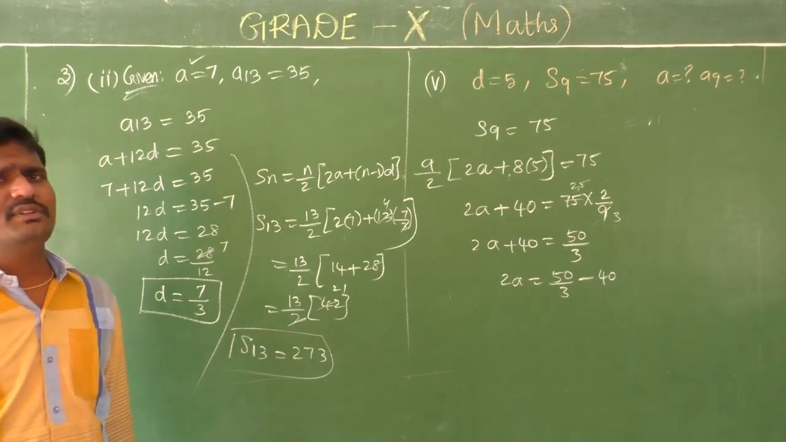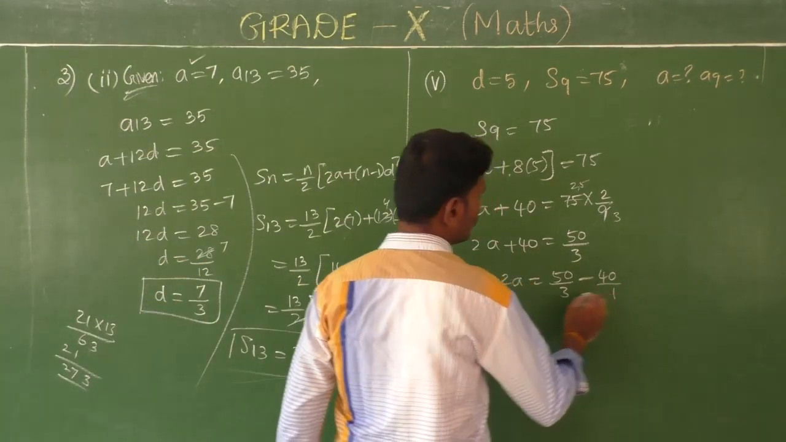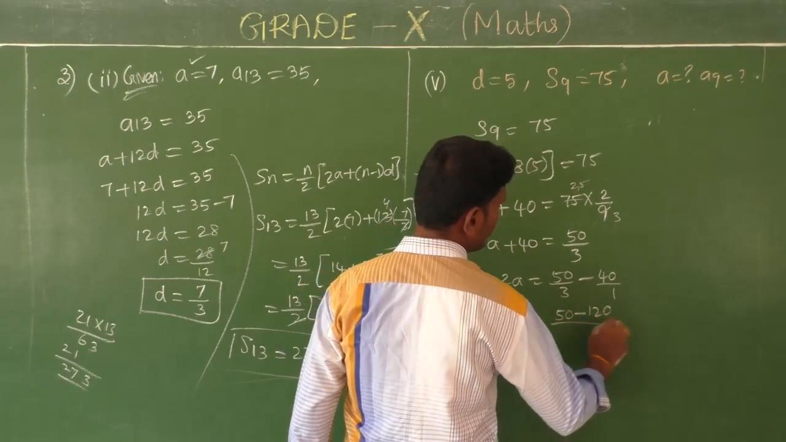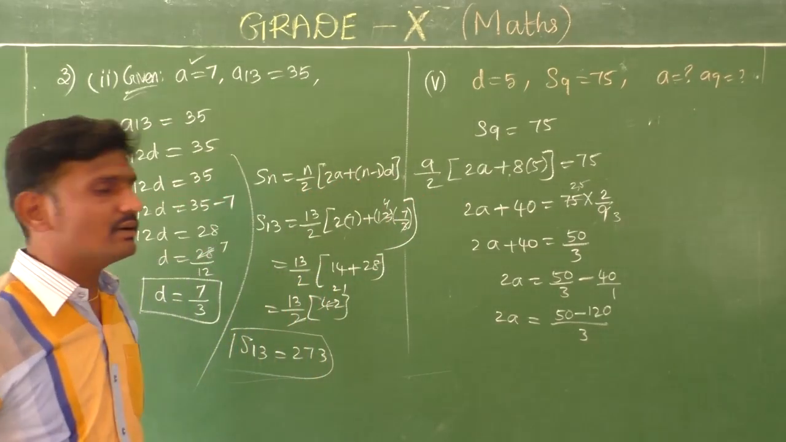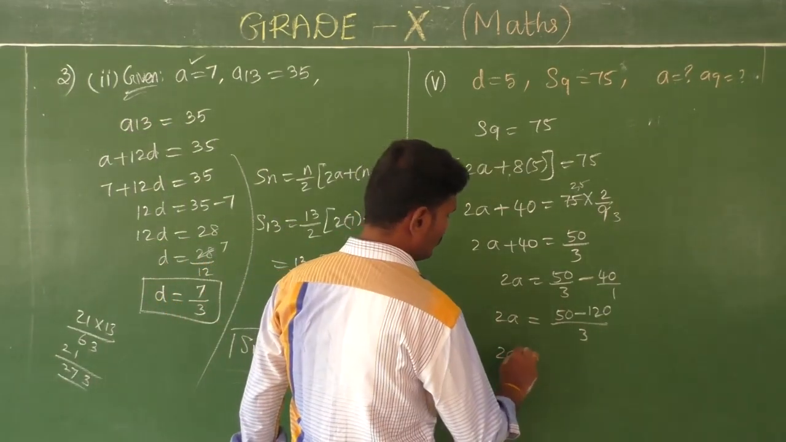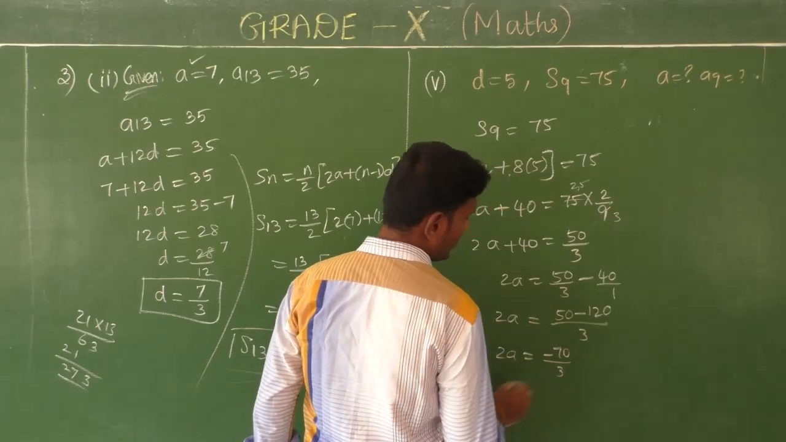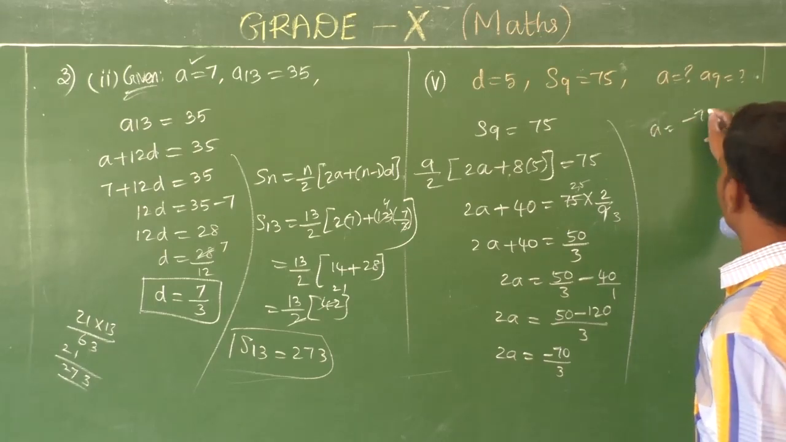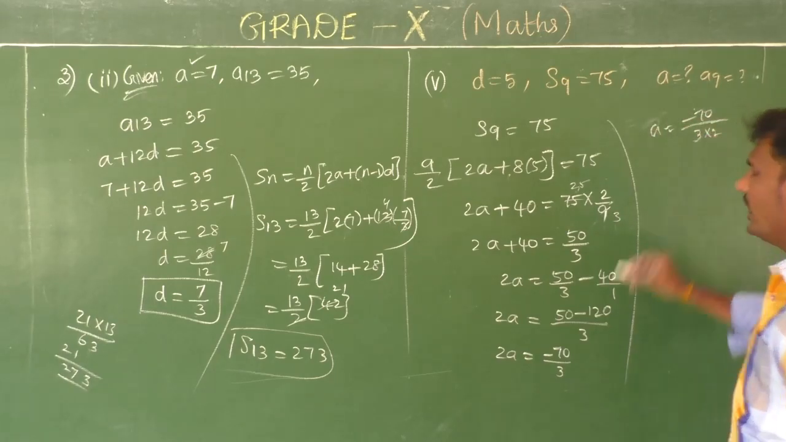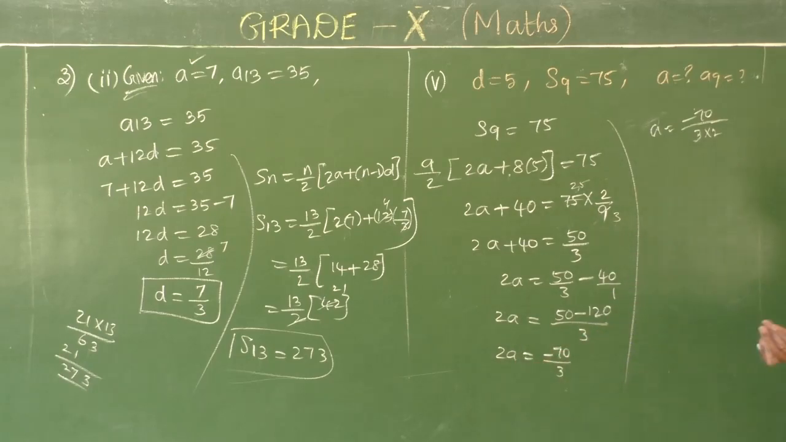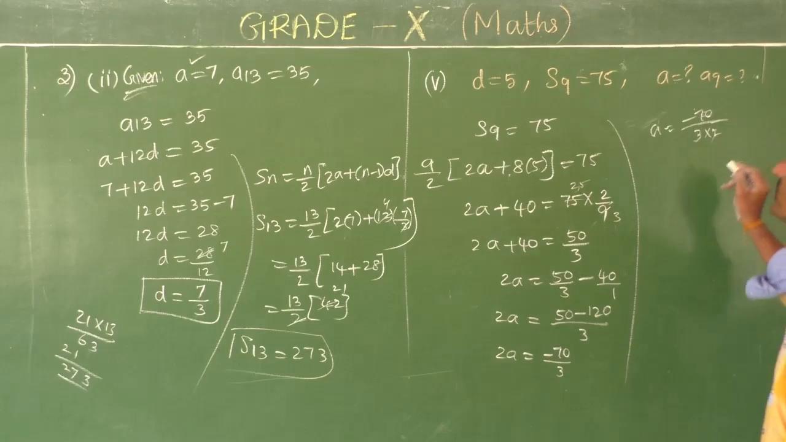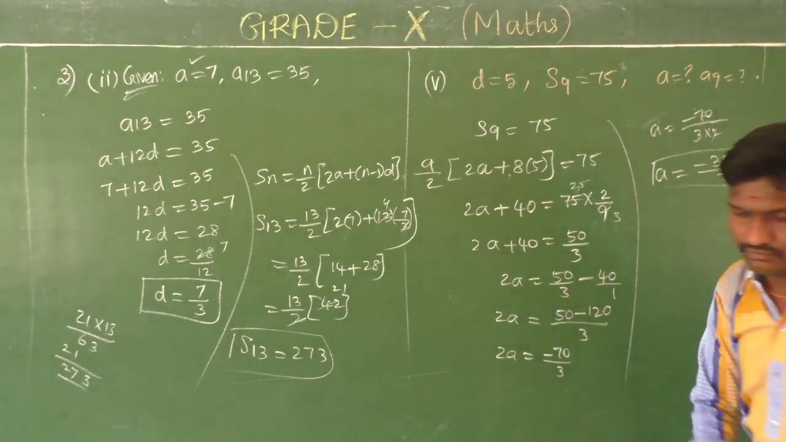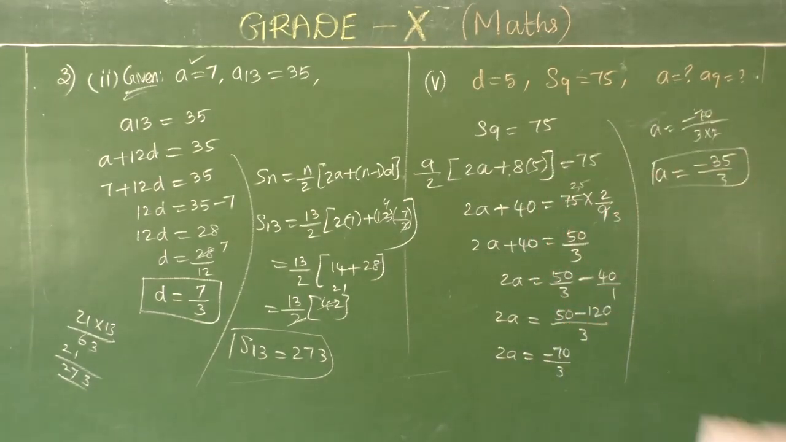Okay. So take the cross multiplication or LCM to simplify now. 2a is equal to 50 minus 4 3s are 12. So 120 by 3. So 50 minus 120 will come, students. 70. Yeah? So 2a equal to minus 70 by 3. If you simplify, a is equal to minus 70 by 3 into 2. Why? Because the multiplication number, if you send it to the right side, it will come as divide only, no. Now 1 2s are 2, 35 2s are 70. So minus 35 by 3. Minus 35 by 3. So this is your value of a.